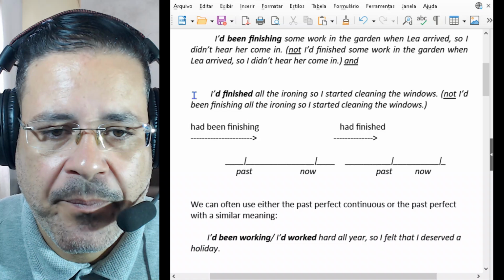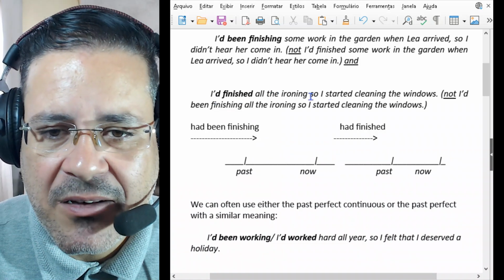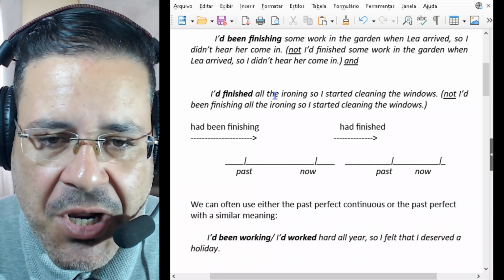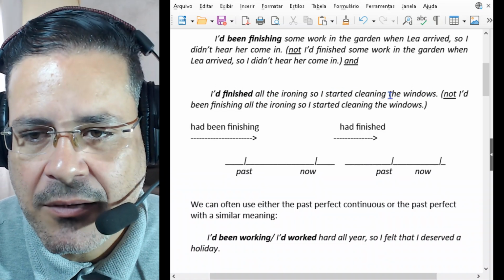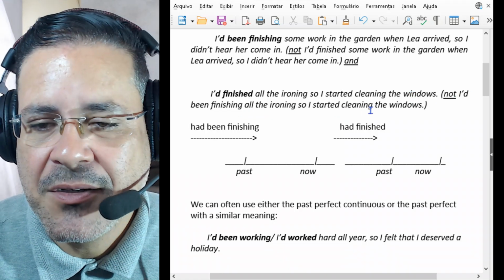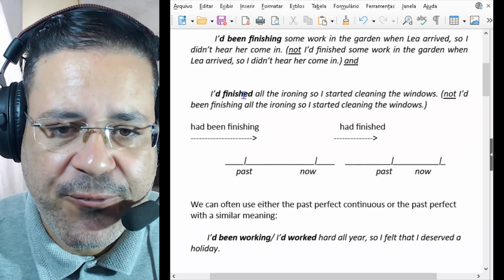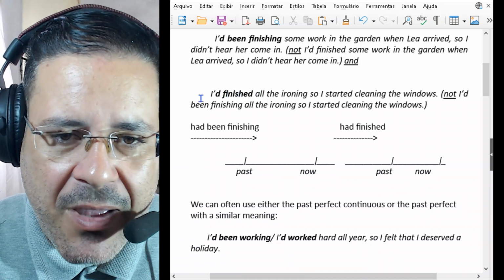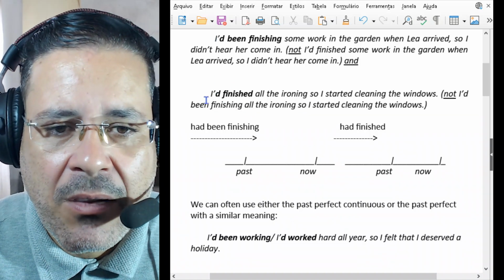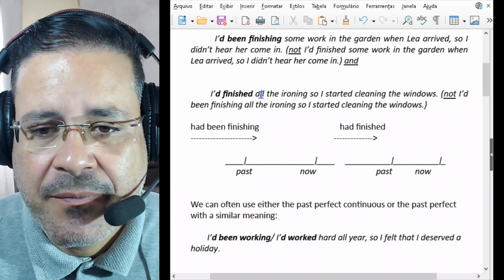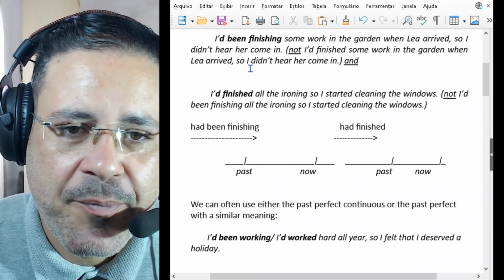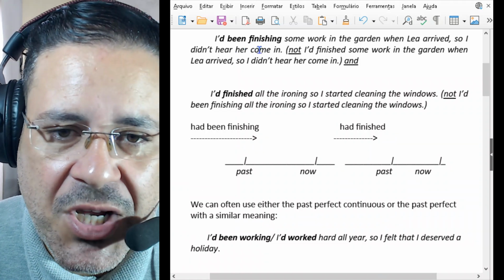Another example. I'd finished all the ironing, so I started cleaning the windows. Not I'd been finishing all the ironing, so I started cleaning the windows. I'd finished. So what's the difference between that example and the previous one? In that exercise, we have I'd finished. I had finished. This is the past perfect. And the previous one is the past perfect continuous.